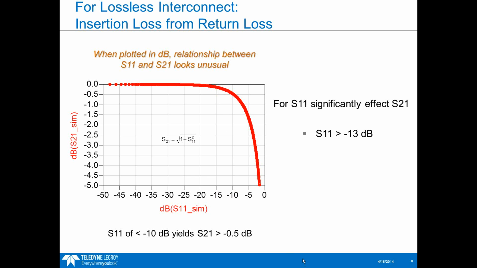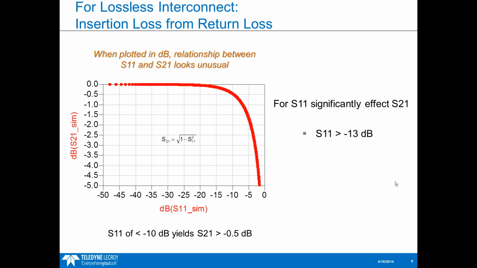So what does that mean? If you want to make sure that your return loss does not have a significant impact on the insertion loss, well, you want to make sure that your return loss is probably lower than 13 dB. So if you go to like minus 10 dB here, you're going to see a 0.5 dB impact on the insertion loss. So if we take this minus 13 dB, what does that mean for the impedance?